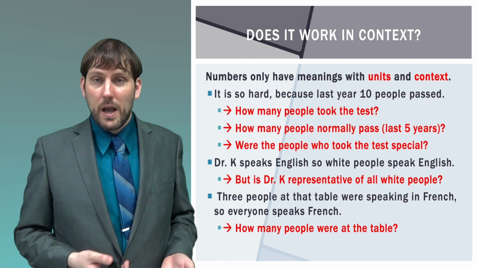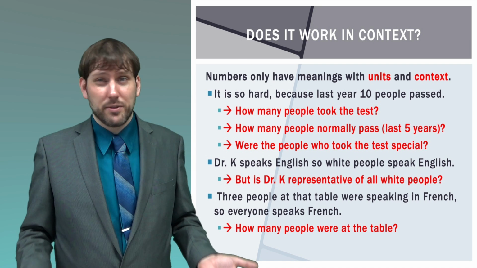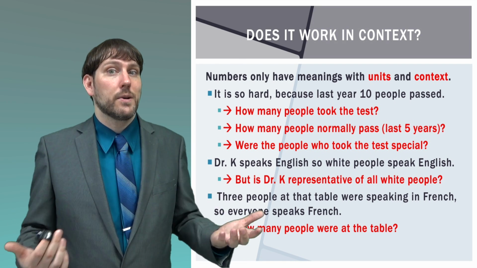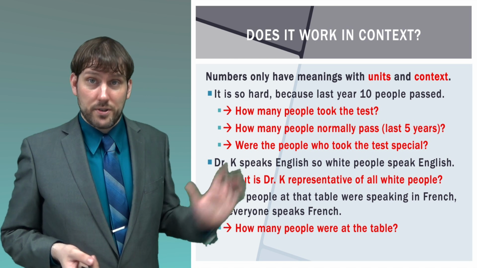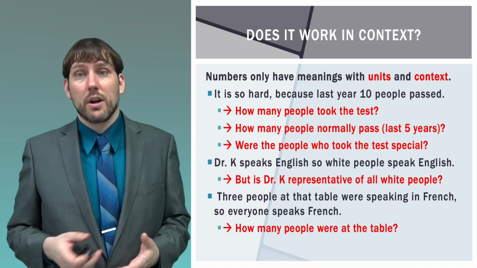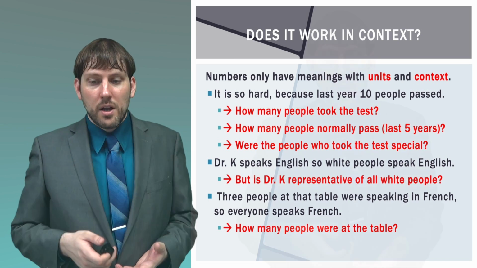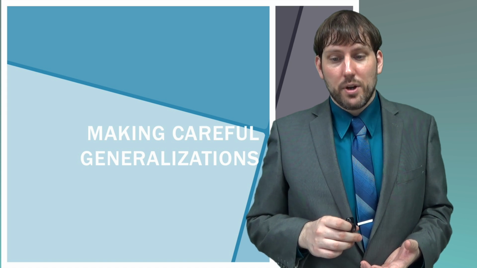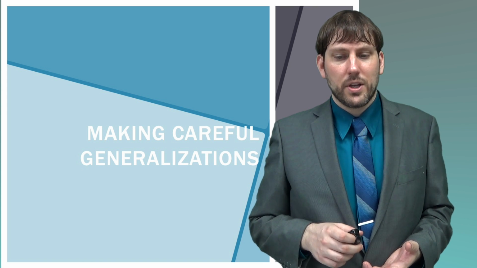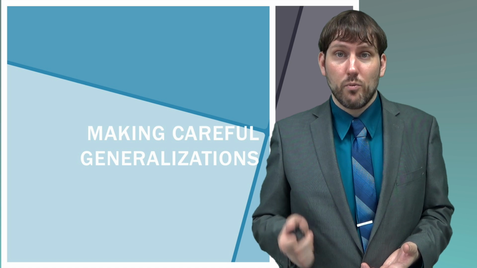So 3 people at that table, but how many people were at the table? And when we say everyone, do we mean everyone at that table? So we need to be more careful. We want to make our generalizations in a more careful way. This is one of the key things we are trying to do. And part of that is we want to read generalizations carefully. So we want to think about numbers and other things, and we want to consider what we're doing.